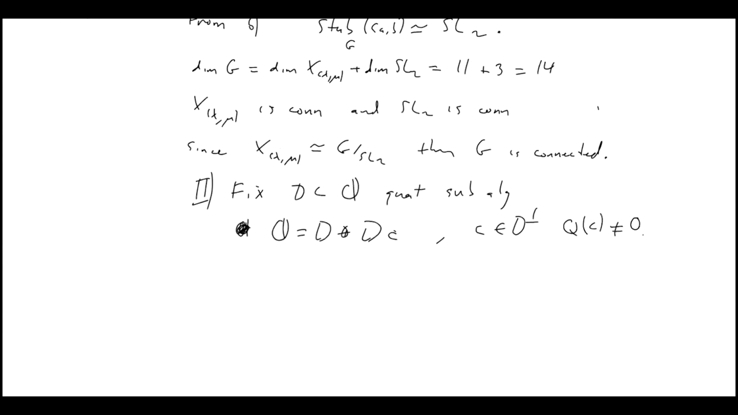All right, and I just want to define, I'll take lambda and mu, non-zero elements of the field. This is not related to a special pair. This time I'm going to define T lambda mu of D1 plus D2C.